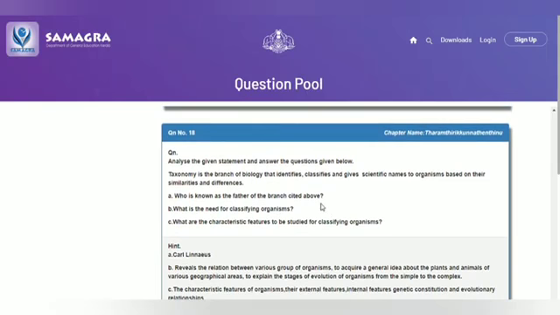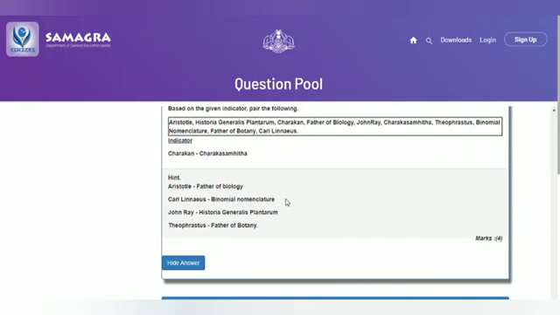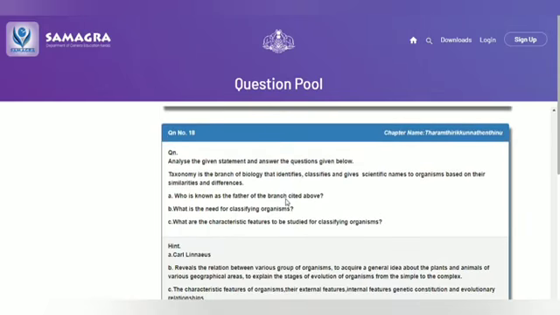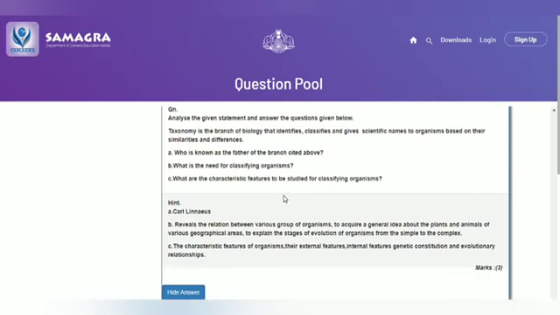Analyze the given statement and answer the questions given below. Taxonomy is the branch of biology that identifies, classifies, and gives scientific names to organisms based on their similarities and differences. Who is known as the father of the branch cited above? Carl Linnaeus is known as the father of taxonomy, or of binomial nomenclature. What is the need for classifying organisms?